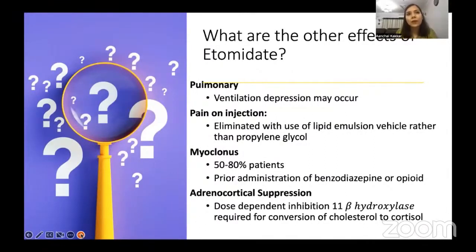When you give etomidate as a bolus for induction, you see these small fasciculations. Sometimes the jaw is locked so much that you are not able to ventilate the patient. So this myoclonus is an unwanted side effect of etomidate. And adrenocortical suppression, as I already told you, is due to dose-dependent inhibition of 11 beta hydroxylase, which is required for conversion of cholesterol to cortisol. So these are the common side effects of etomidate.